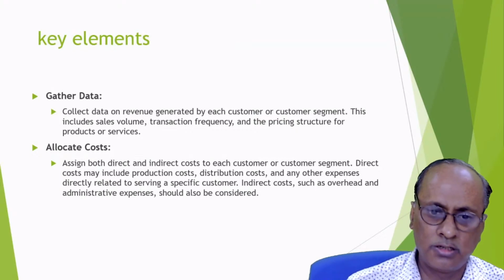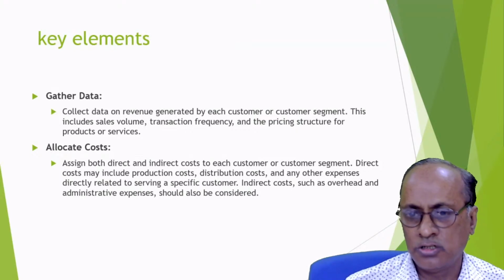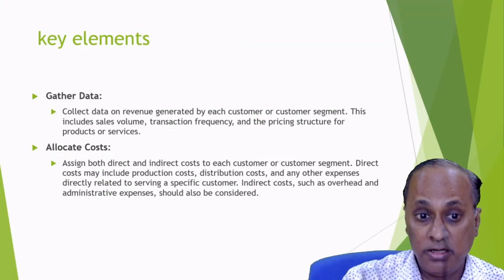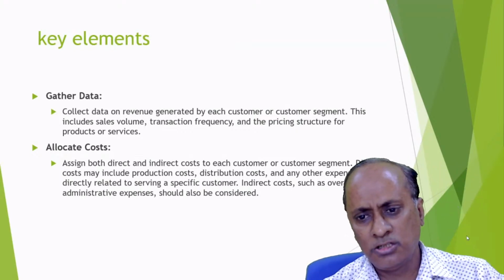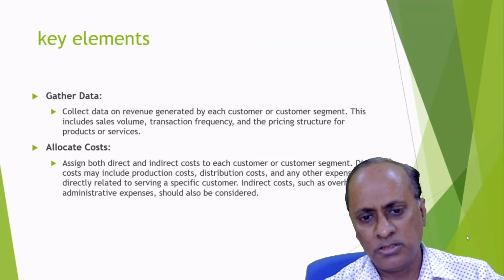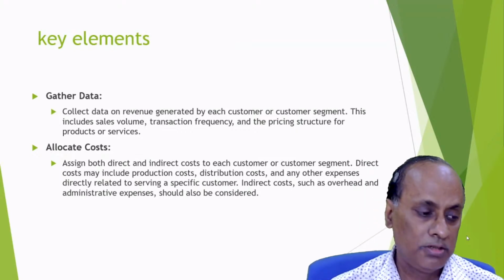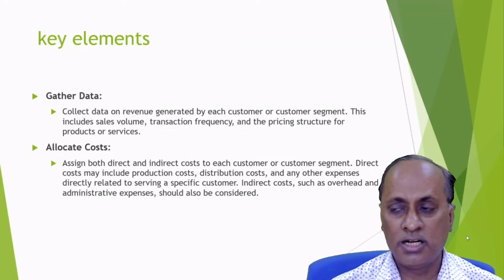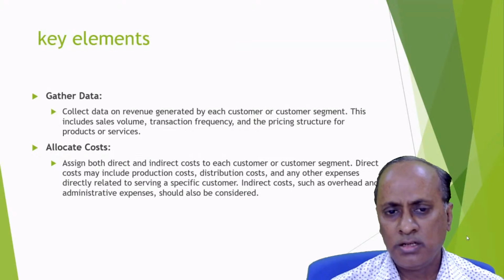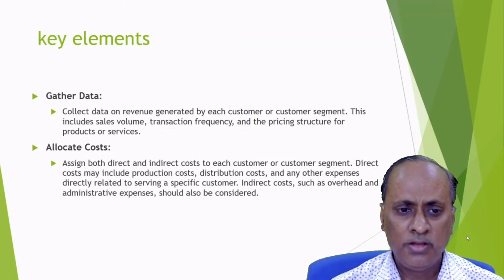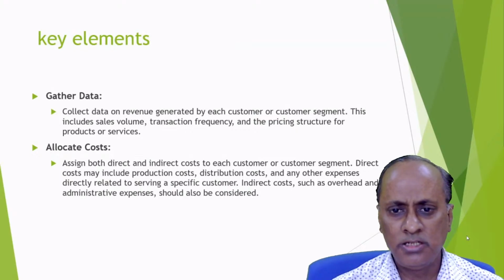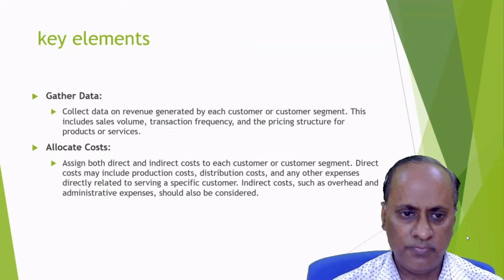Direct cost may include production cost, distribution cost and other expenses related to servicing specific customers. Indirect costs such as overhead and administrative expenses should also be considered. So the first step is to gather data. What is the revenue generated by each customer or customer segment?